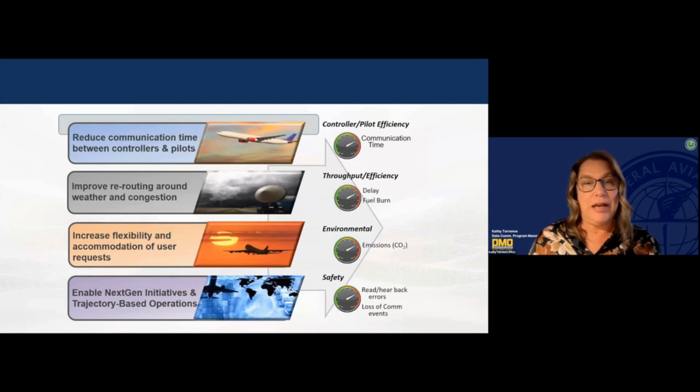And again, for benefits, we're very much what Anna said as well, right? We're reducing that communication time between controllers and pilots, improving rerouting around weather and congestion. She had a great graphic there that showed that our controllers are able to, instead of having to go only with published points, basically trackball pick around weather or some other area that pilots need to avoid and get them as close as possible, which saves fuel. As well as we're able to increase that flexibility and accommodation of requests from users, which can save CO2 emissions. And then again, as I mentioned, we are able to provide that foundation for other NextGen initiatives and TBO.